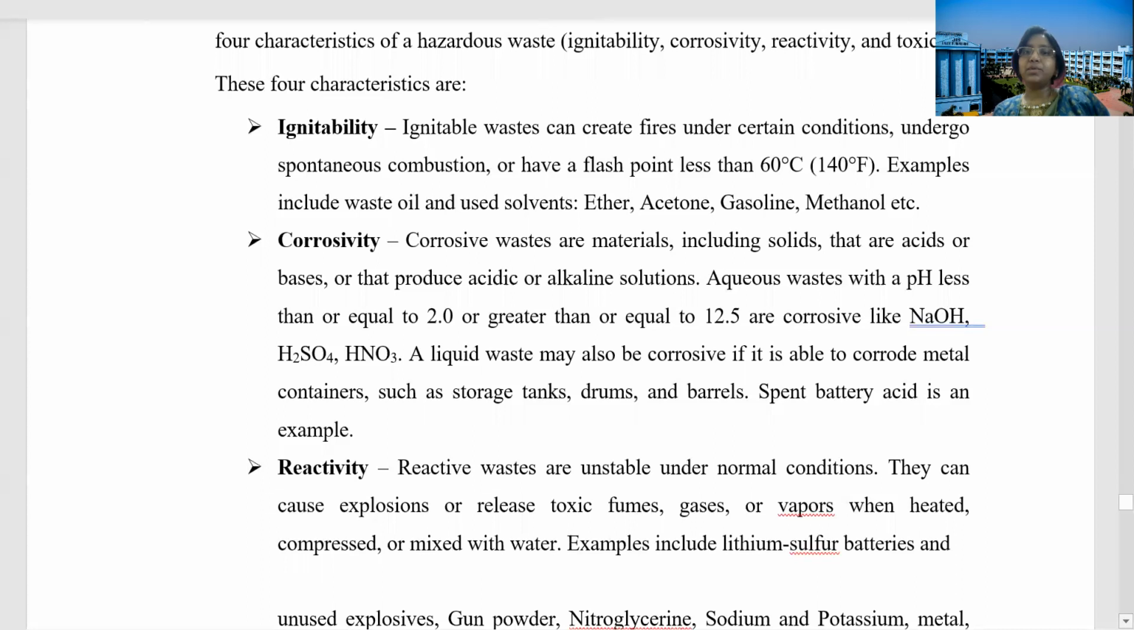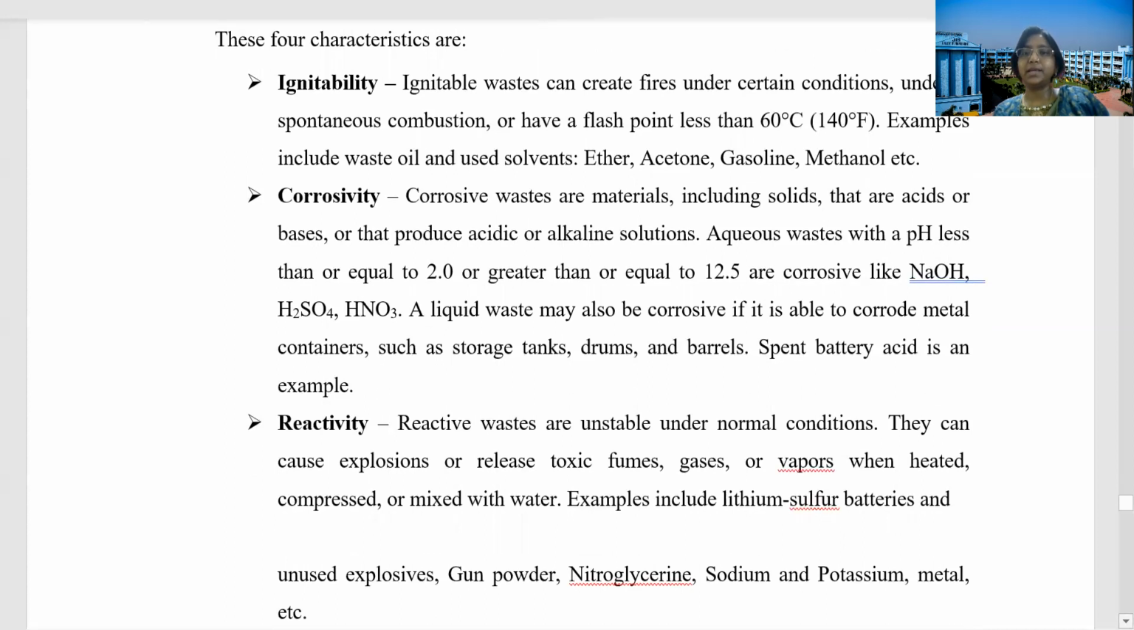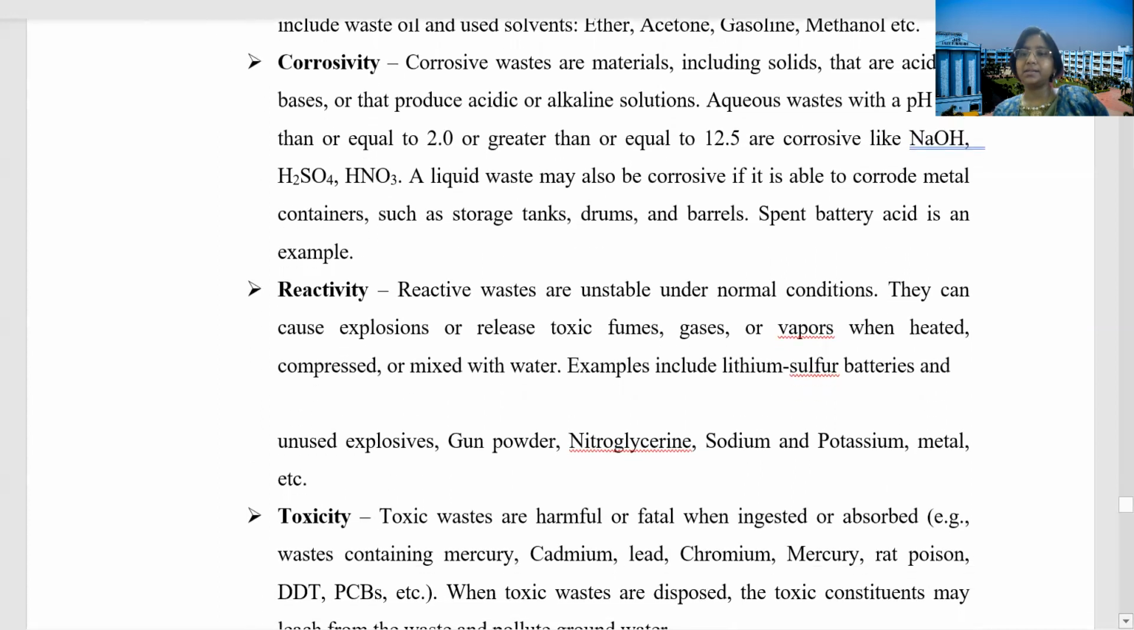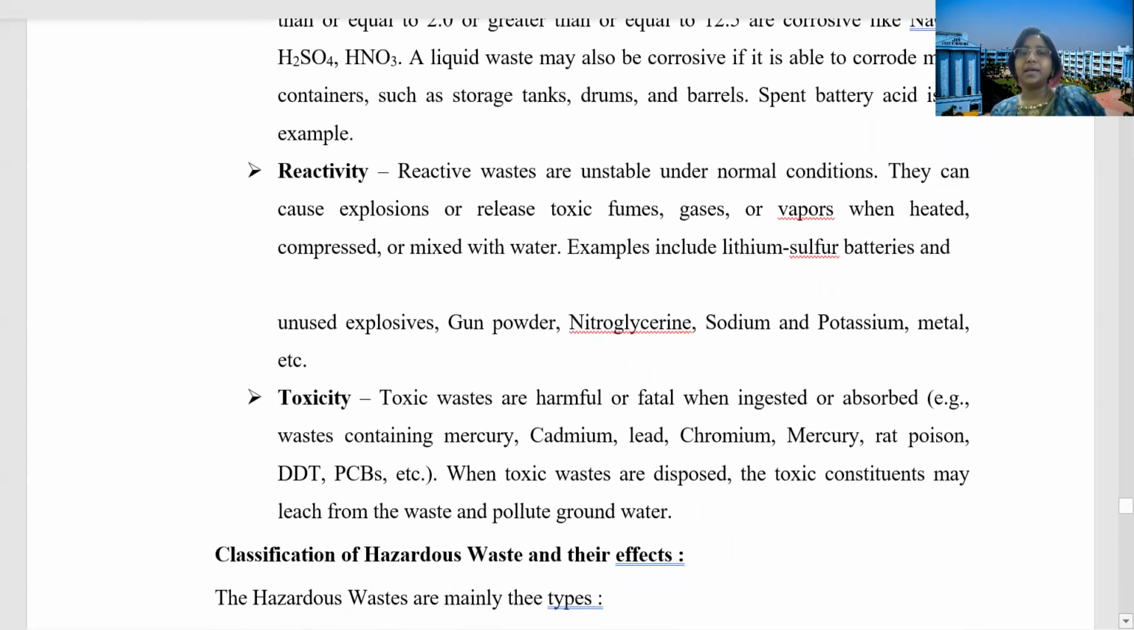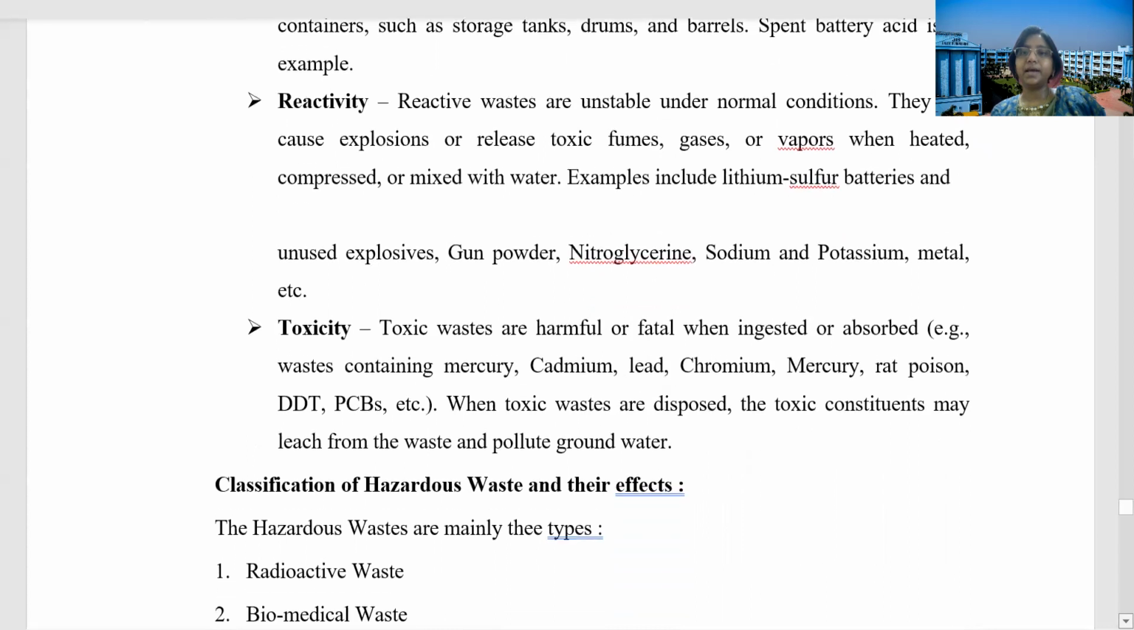Corrosivity. Corrosive wastes are materials whose pH is less than or equal to 2 or greater than or equal to 12.5. They are highly corrosive. All the acids, like H2SO4, HNO3, and bases like NaOH, strong bases, all these are corrosive materials. Reactivity. Reactive wastes are unstable under normal conditions. Examples are gunpowder, nitroglycerin, sodium and potassium metal, etc. They can create explosions, explosive materials. They are highly reactive.